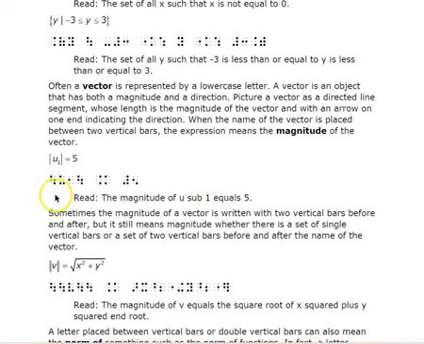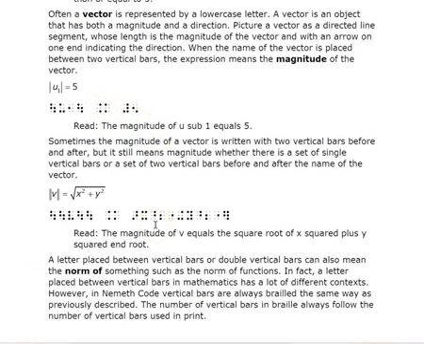And here we go. In Nemeth, we have a vertical bar, we have the letter u, and we have a 1. Notice we didn't need the subscript because it's a number. Then we have a vertical bar, space equals space, and then a 5. Okay? Sometimes the magnitude of a vector is written with 2 vertical bars before and after, but it still means magnitude whether there's a set of single or 2 vertical bars before and after the name of the vector.